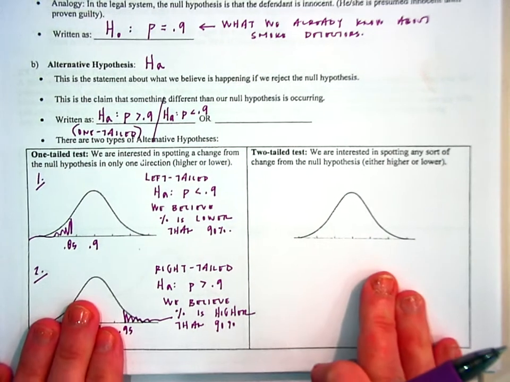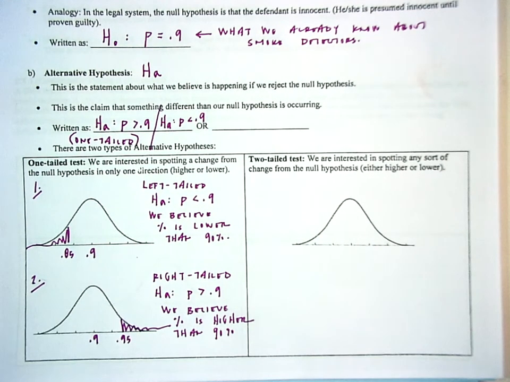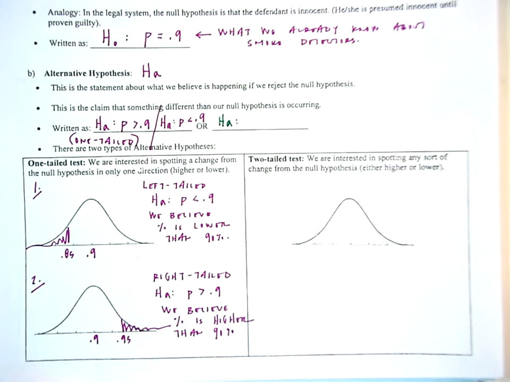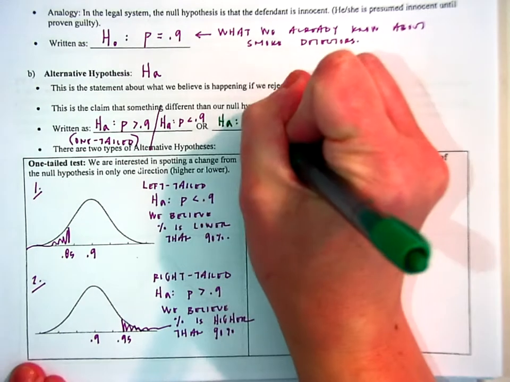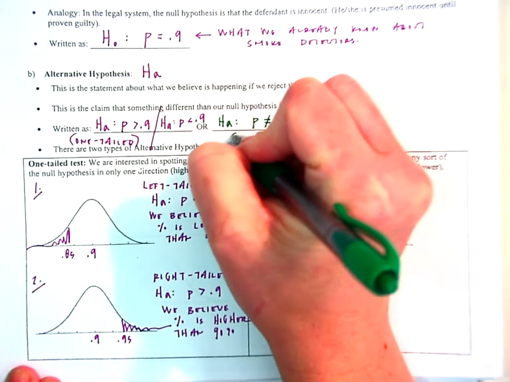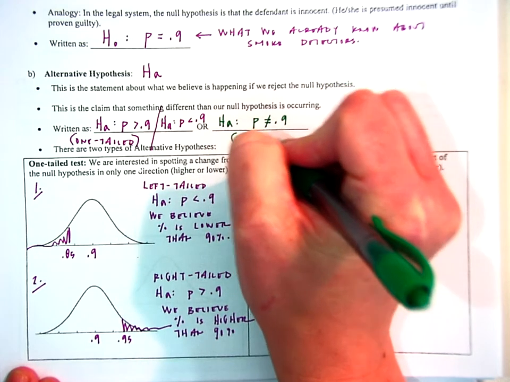Okay. We also have the potential of having a two-tailed test. So if it's a two-tailed test, H sub A, the alternative hypothesis, would be that P is simply not 0.9. So this would be two-tailed.